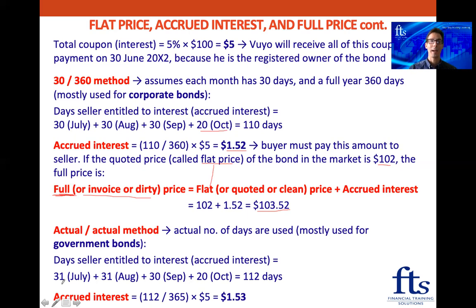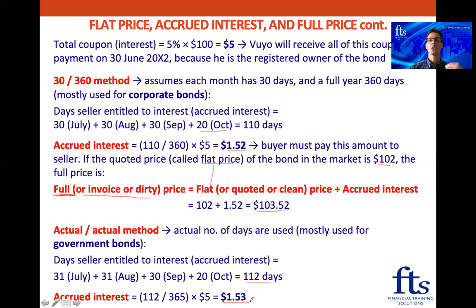So anyway, the exact number of days in July is 31, in August is 31, September has 30 days, and there are the 20 days of October, so it's 112 days. So now the accrued interest would be $1.53.